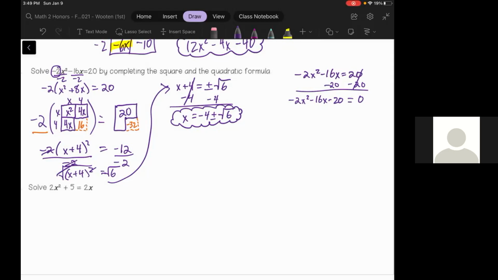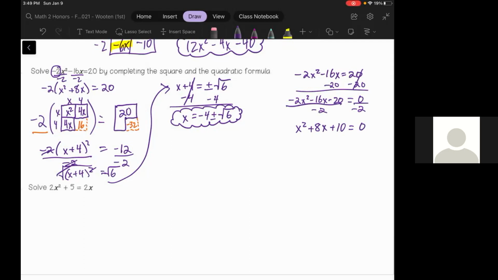So I'm going to try that because it looks like all these things divide by negative 2. So I'm just going to divide both sides by -2 first. And when I do that, the -2x squared just becomes x squared. -16x divided by -2 is plus 8x. And -20 divided by -2 is positive 10. So x squared plus 8x plus 10 equals 0.